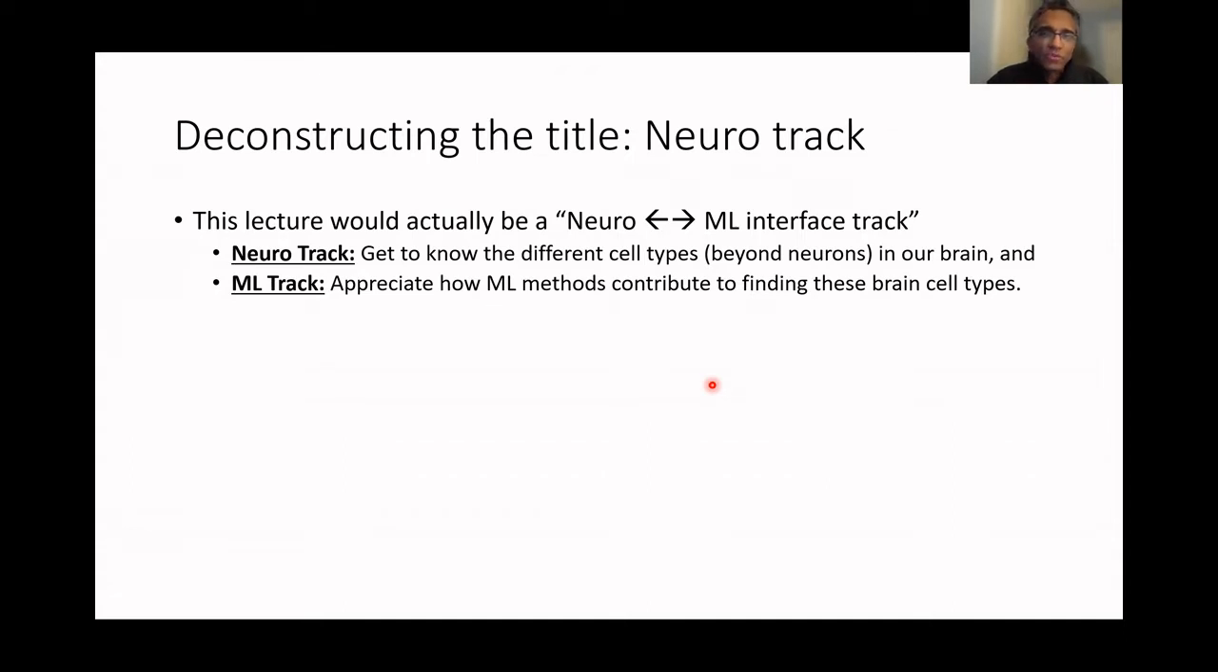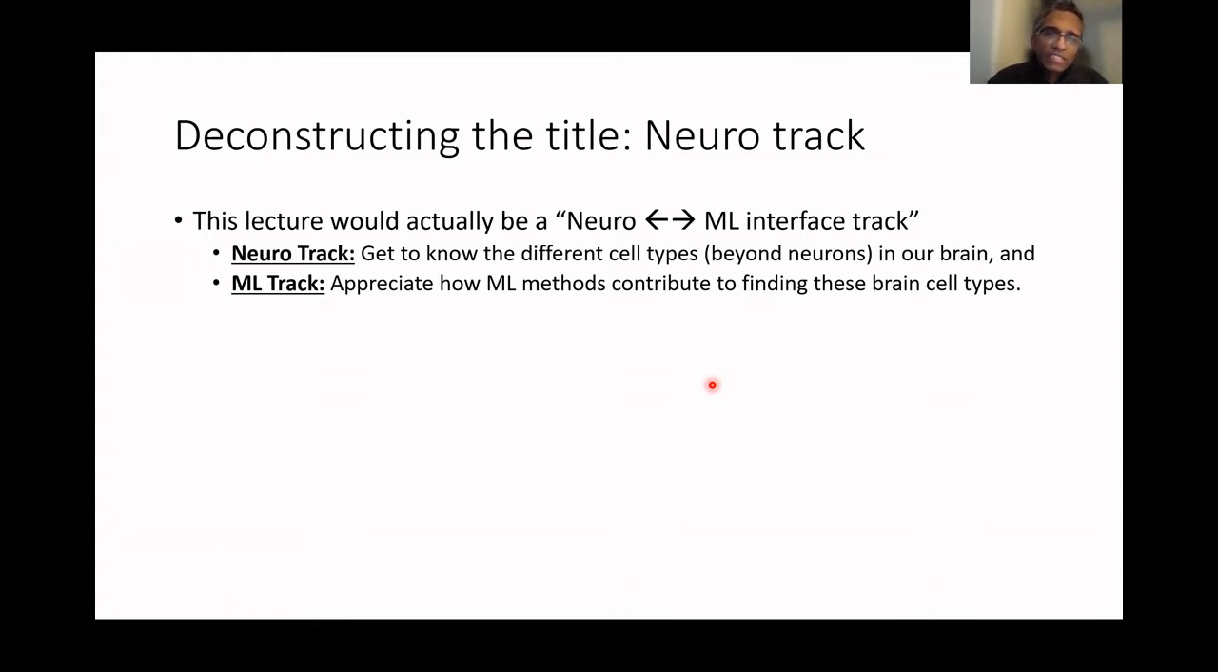The neuro track would be about getting to know the different types of cells in our brain beyond the neurons, right? So neurons are, of course, the major players, and you would have seen it either in this course or outside the course, pretty much a predominant cell type that you would see. But there are many other cells in the brain which support the functions of the neurons, and a glimpse of that is what we will see. That is the neuro track of this particular lecture.